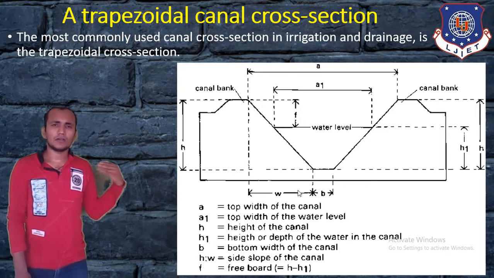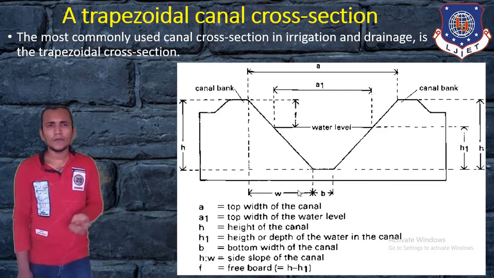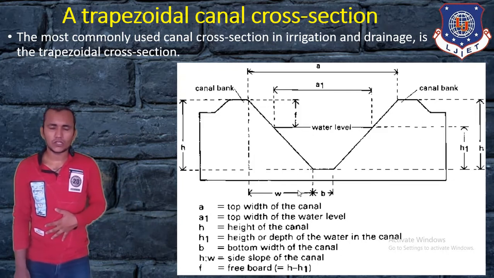In this way you can design rectangular, triangular, circular. Okay, so those are the different canal cross sections that are used for the conveyance system.